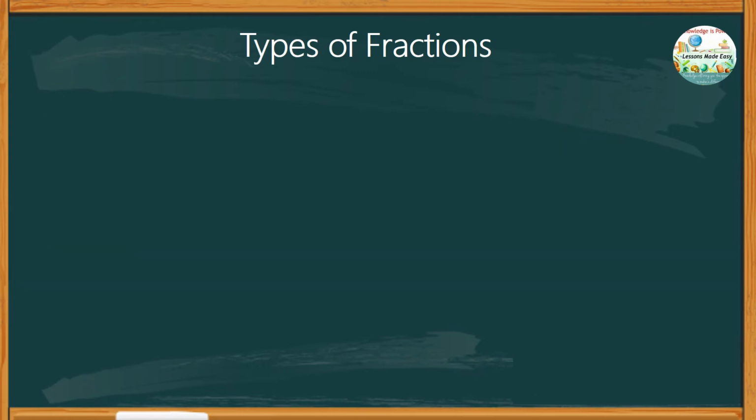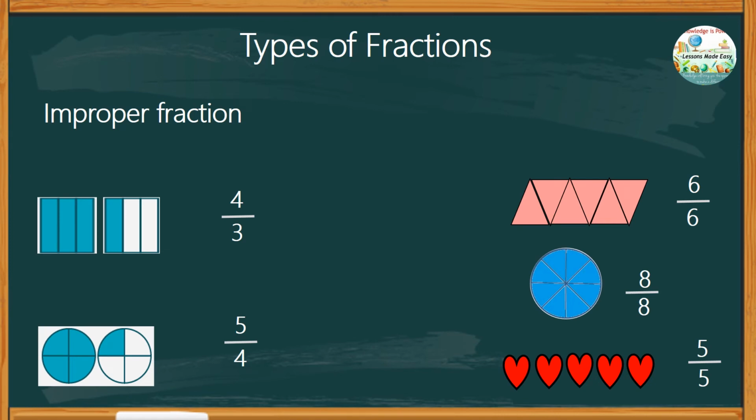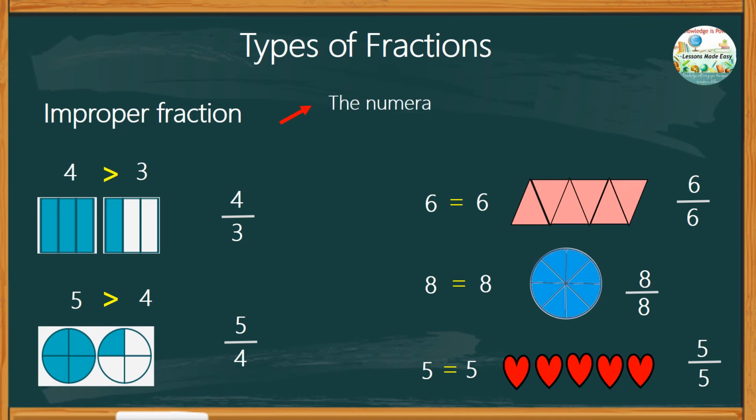There is also what we call an improper fraction. When do we call a fraction improper? Study these examples. Compare the numerator with the denominator. 4 is greater than 3. 5 is greater than 4. And on the other side, we have 6 is equal to 6, 8 equals 8, and 5 equals 5. What conclusion can you make about an improper fraction? When the numerator is greater than or equal to the denominator, it is called an improper fraction.